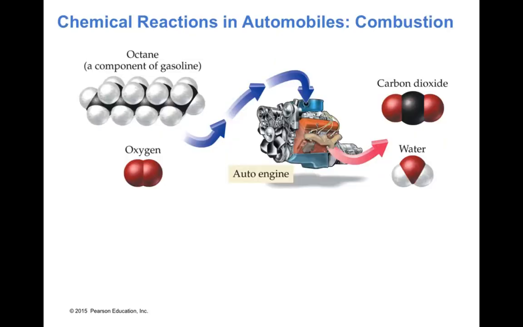What occurs inside the engines of automobiles is another example of a chemical reaction. Gasoline is a composition of different kinds of compounds. The most important one is octane. This is the one that reacts with oxygen to produce carbon dioxide, water, and the energy that the engine needs to move the car. This type of reaction is known as combustion.